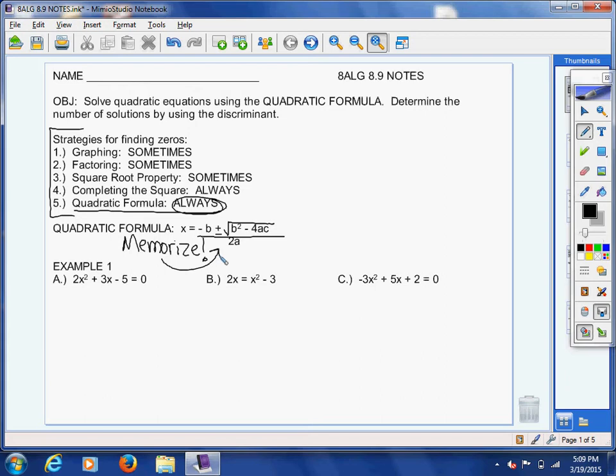And I just want you to keep writing it over and over again. Saying it, writing it. It's not going to get any more memorized if you avoid it. You've got to write it, say it, and keep repeating yourself, okay? So negative b plus or minus the square root of b squared minus 4ac, I'm going to put all of that over 2a. That's the quadratic formula.